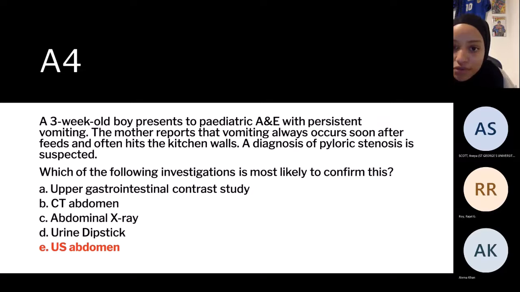So we use ultrasound to diagnose pyloric stenosis. It will show you the thickening of the pylorus, the muscle at the end of the stomach, which is indicative of this condition. You wouldn't use any of the other ones. CT abdomen would be too much radiation. Abdominal X-ray wouldn't really show the thickening of the muscle. And urine dipstick, again, wouldn't show anything. He wouldn't necessarily have an infection, and it wouldn't indicate whether or not pyloric stenosis would be present.